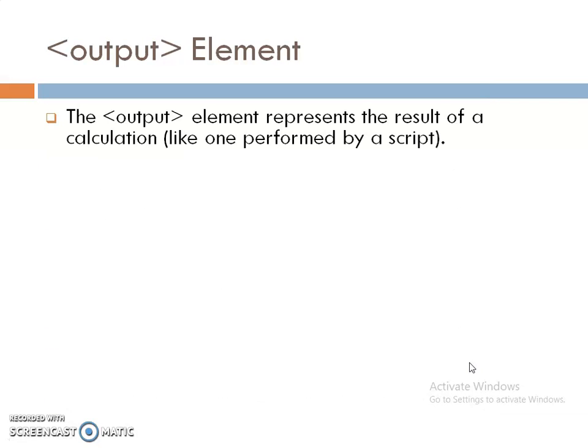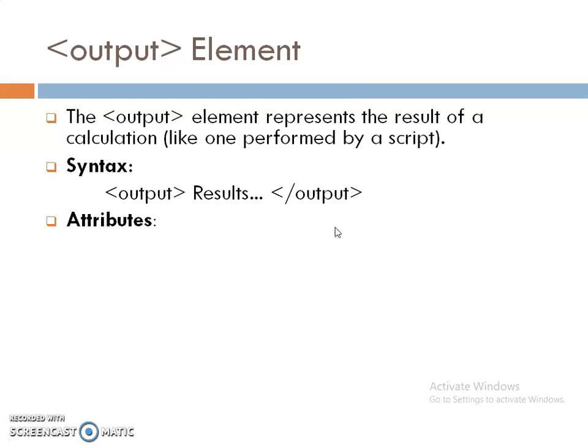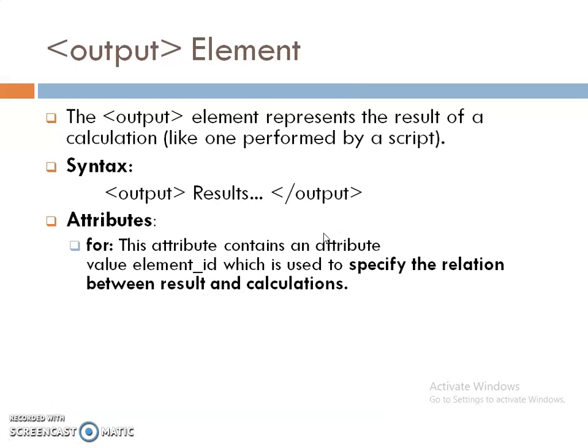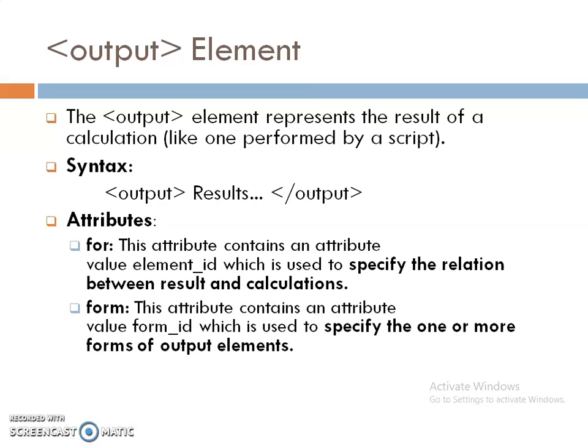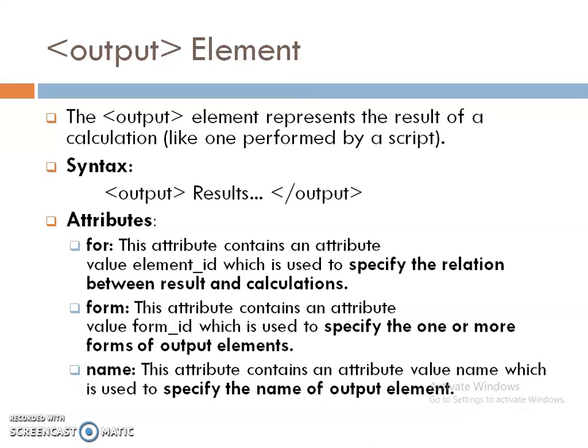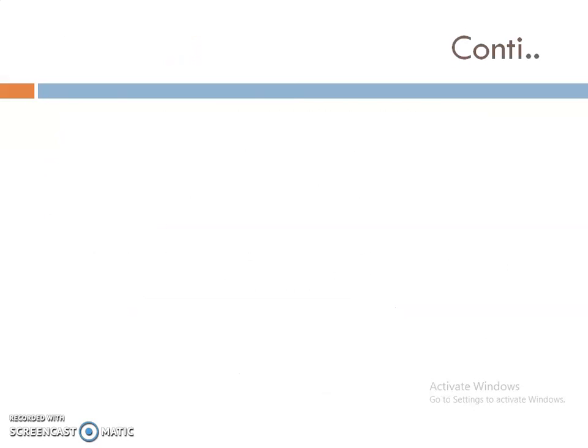Now the output element. This element represents the result of a calculation, which is performed by a script like JavaScript, VBScript, etc. The syntax is like this: first we start with the output tag, specify all the results, and close with the output tag. Now the attributes of the output tag. First is the for attribute, which is used to specify the relation between the result and the calculation. The form attribute specifies the one or more forms of the output element.